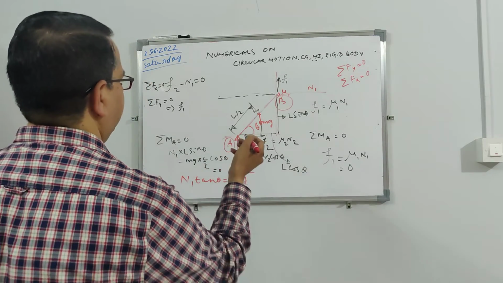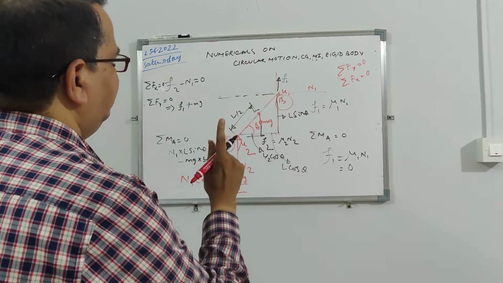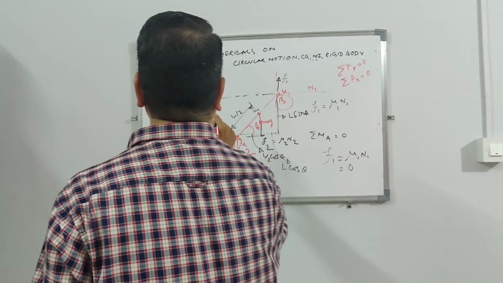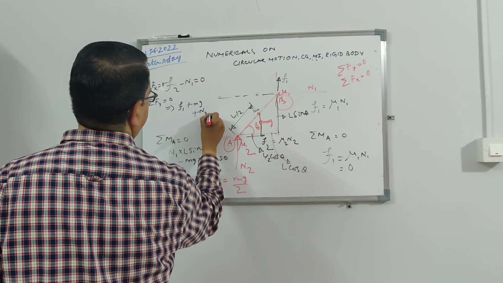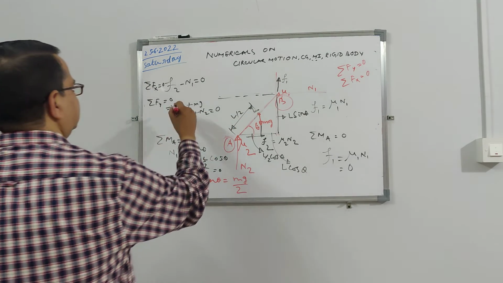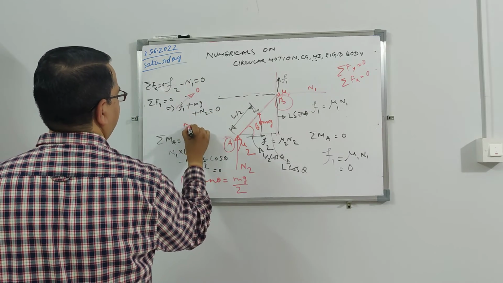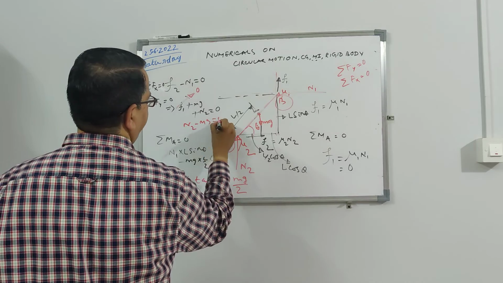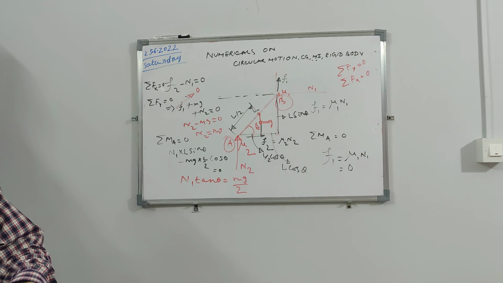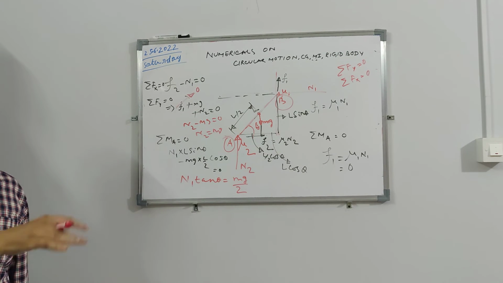F1 is acting and mg also is acting, right? And what else is acting? N2 is acting, right? So these three things are equal to 0. But F1 is equal to 0, that we know. That means N2 minus mg is equal to 0, so N2 is equal to mg. Okay, so that is one condition.